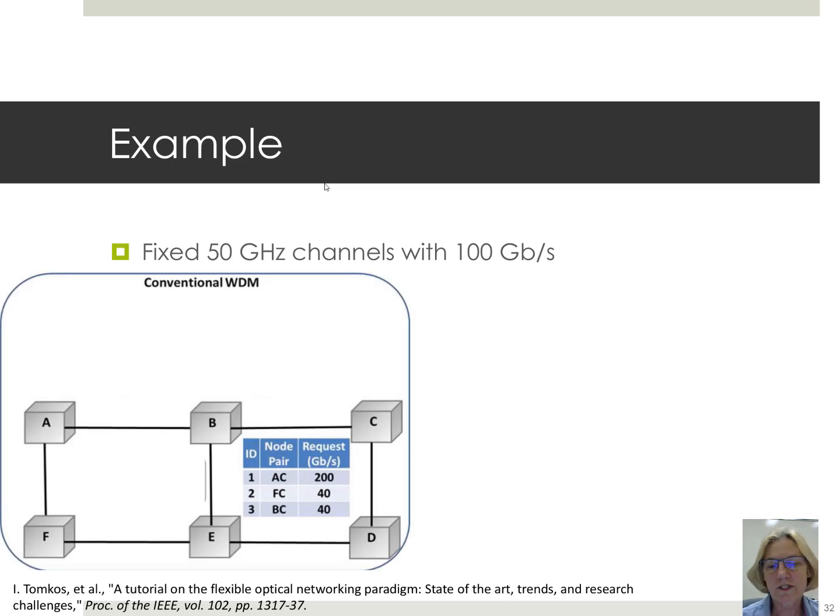So let's take an example to see how these advances could be achieved. Suppose that we have fixed 50 gigahertz channels, each one able to achieve 100 gigabits per second. This is really one of the more advanced systems that are being deployed today. So we have a simple mesh network with six nodes, and we have some information that we're trying to push through, and this one has three requirements. We want to go from A to C as the first link, and we want to send 200 gigabits per second on that link.